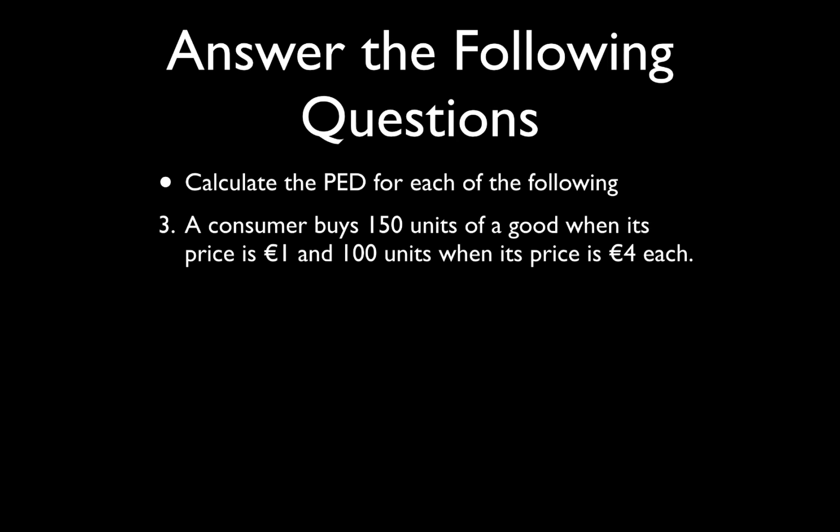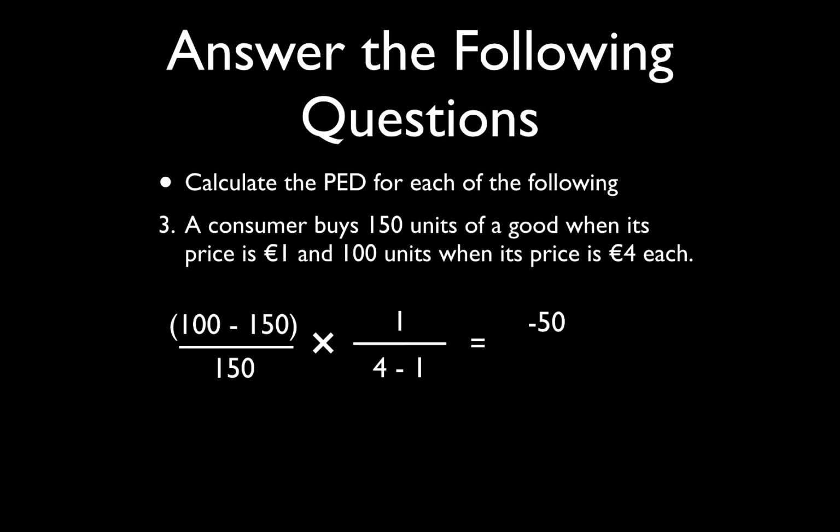Okay, so a consumer buys 150 units of a good when its price is €1 and 100 units of a good when its price is €4. P1, P2, Q1, Q2 equals. Let's see if I'm right. Okay, so Q2 minus Q1, that appears to be correct, over Q1, which also appears to be correct. Multiplied by P1, which is 1 over 4 minus 1, because it's P2 minus P1. Okay, so what that then equals is minus 50 over 150. I still think I'm right thus far, although I could be wrong, multiplied by 1 over 3.